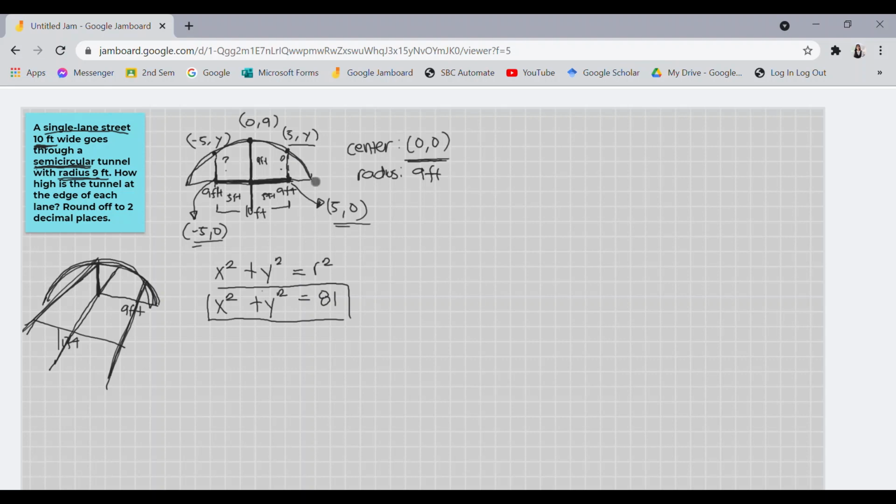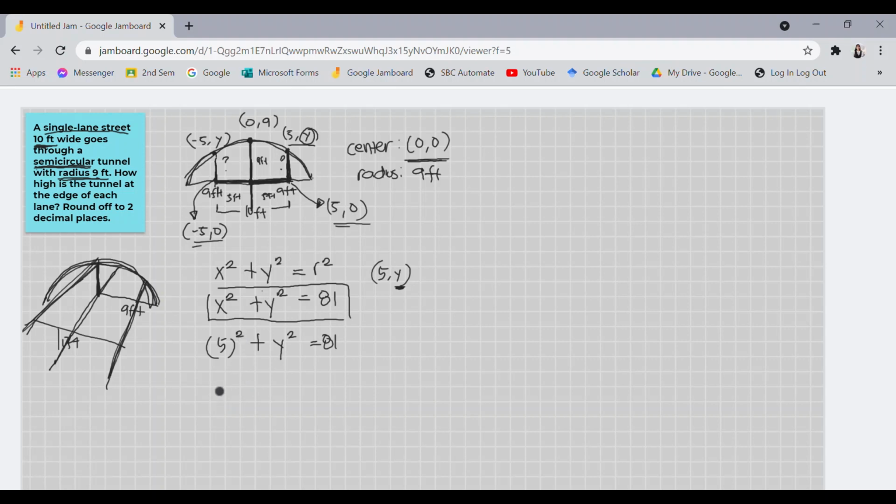Now, since any point in the circle is true to this equation, pwede natin makuha yung unknown, which is y, by substituting any of the 2 points. Okay? Any of the 2 will result to the same answer. Kasi, nag-i-square tayo, negative or positive yan, parehas ang lalabas. So, we use 5y, we use the point 5y, this part, to get the value of y, which serves as the height at the edge of the tunnel, at the edge of the lane. Okay?